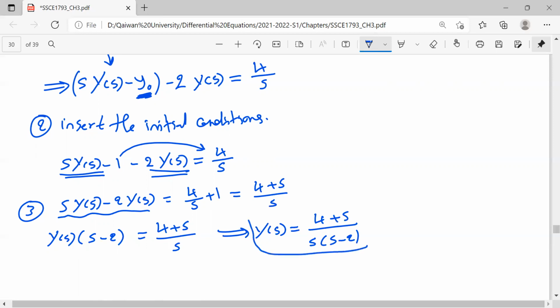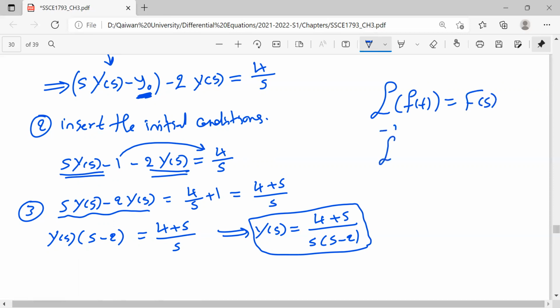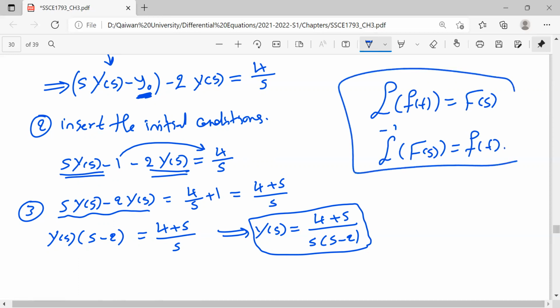Then to find y of t, we say the Laplace transform of f of t is capital F of s. The Laplace inverse of capital F of s equals f of t. And it's the same for y. The Laplace inverse of Y of s equals y of t. So here we must find y of t. Y of t is the solution.